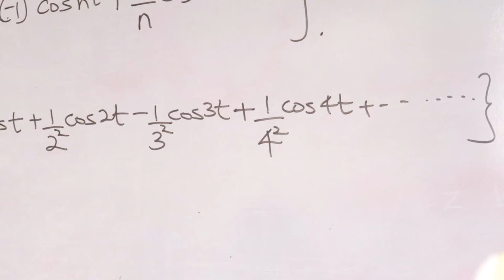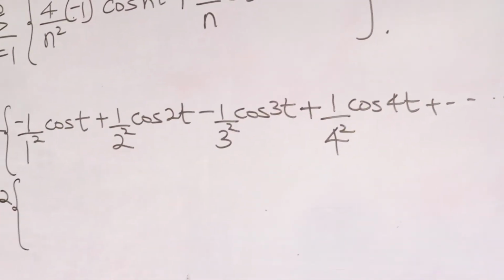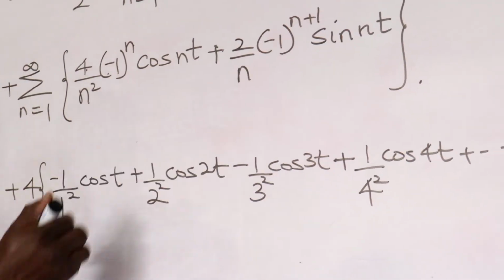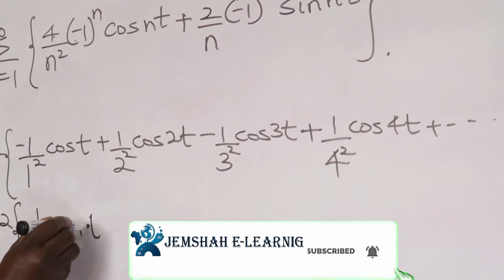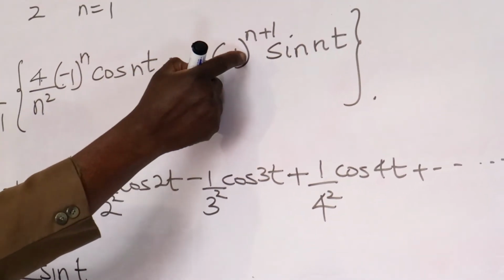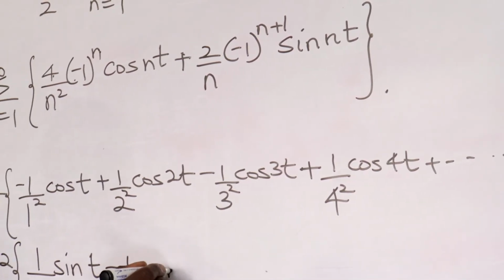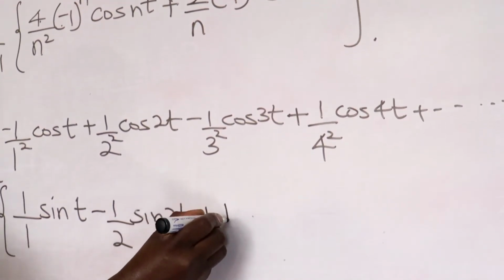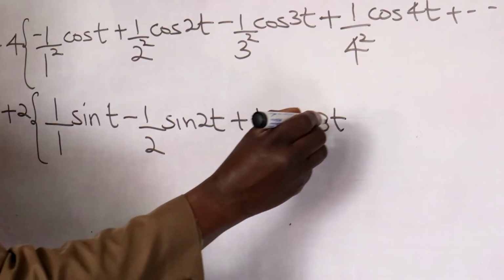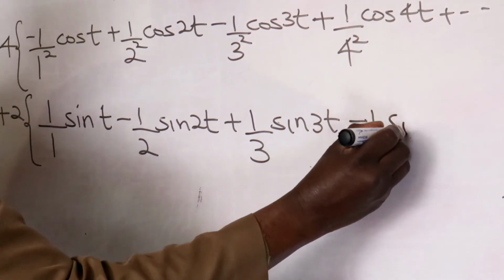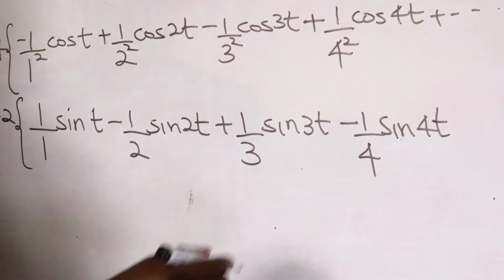Now plus, 2 here is a constant. And now when n is 1, this will be just positive 1, 1 all over 1 sine 1t. When n is 2, this one will now move to negative 1, negative 1 all over 2 sine 2t. Next will be positive 1 all over 3 sine 3t. Then minus 1 over 4 sine 4t. So that's what we'll have, plus others.